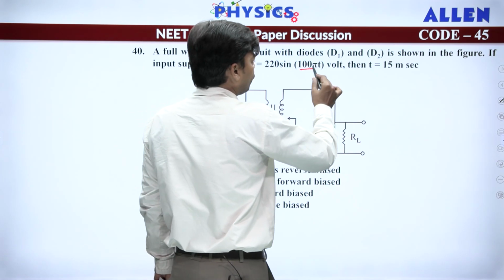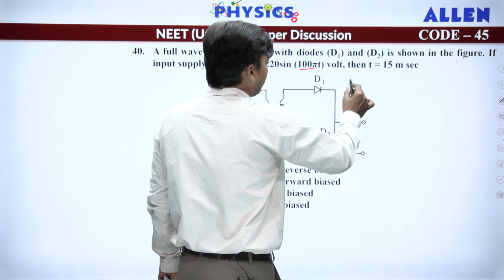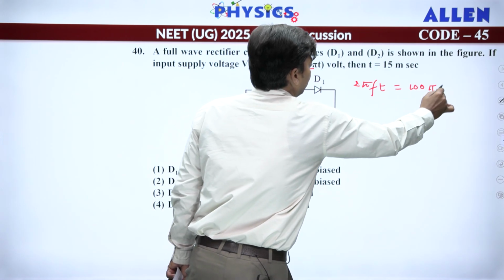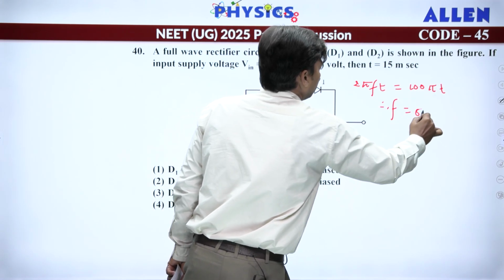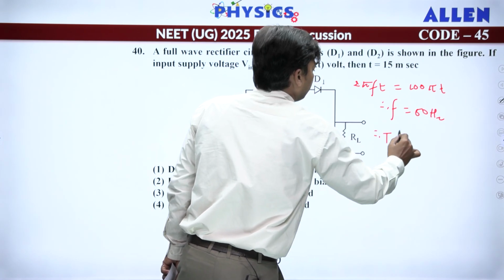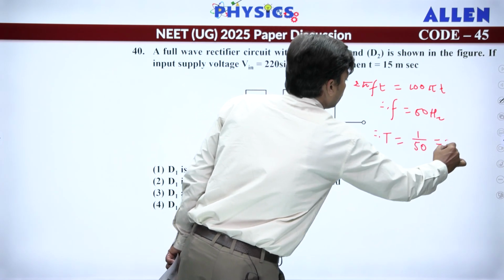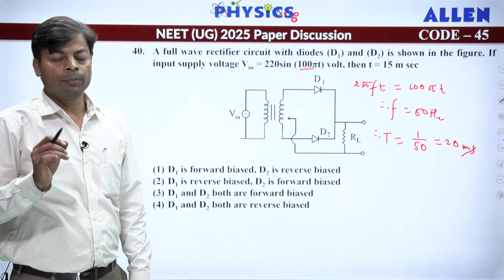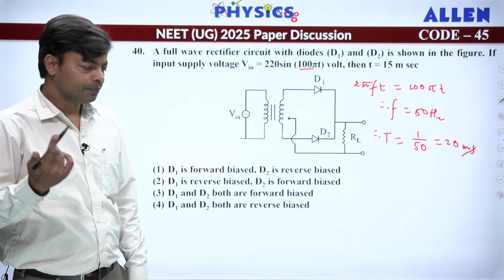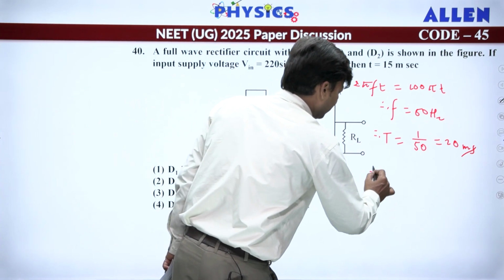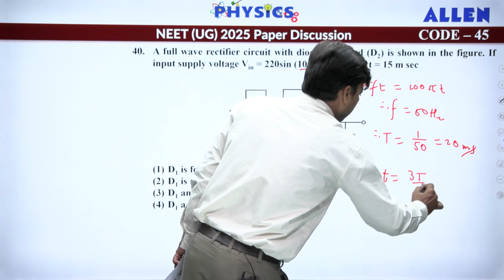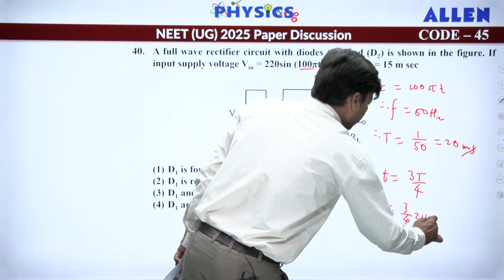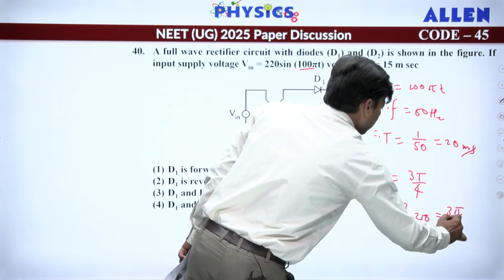Omega t is 2 pi f t, so 2 pi f t is equal to 100 pi t. Therefore, frequency is coming as 50 hertz. And therefore, time period will be 1 by 50 is equal to 20 millisecond. Out of this 20 millisecond, we are talking about 15th millisecond, means 3T by 4. So current time t is 3T by 4. The current phase will be 3 by 4 into 2 pi, which is 3 pi by 2.